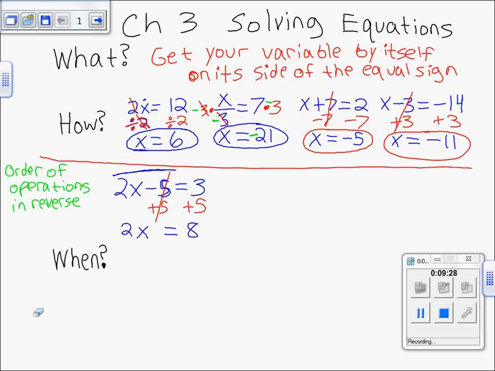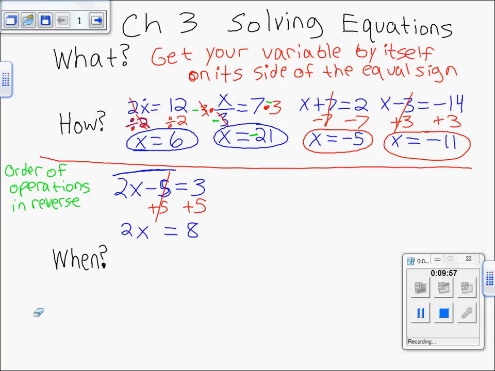At this point in time, 2x equals 8 is an equivalent equation to your original equation at the top, 2x minus 5 equals 3. You know it's equivalent because you used one of your properties of equality. That's a fancy way of saying you did the same thing to both sides. If you do the same thing to both sides, you are allowed to, because we said the number 1 rule is do whatever you want to an equation as long as you do the same thing to both sides. You technically are allowed to.